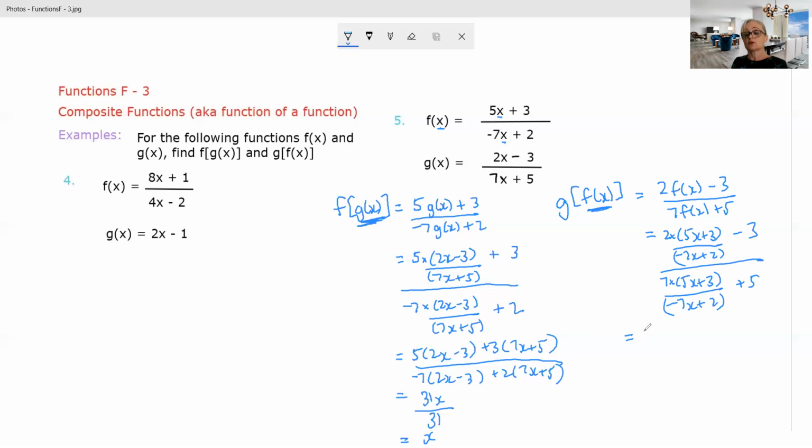So we're going to end up with 2 times 5x plus 3 minus 3 times negative 7x plus 2 all over 7 times 5x plus 3 plus 5 times negative 7x plus 2. Those cancelled because you turn the second one upside down, cancel. You're going to end up with 10x plus 21x, which is 31x, plus 6 minus 6, so that goes. 35x minus 35x, that goes. That was a 3, wasn't it? So we've got 21 plus it, which is 31, which is x.